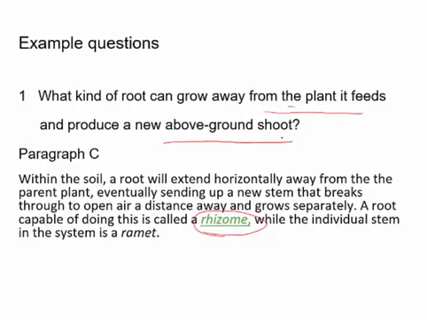So far we're looking good with this paraphrase, but we're still not there because we need to find the name of this root, and that is going to be our answer to the question. So it continues. "A root capable of doing this is called a rhizome."